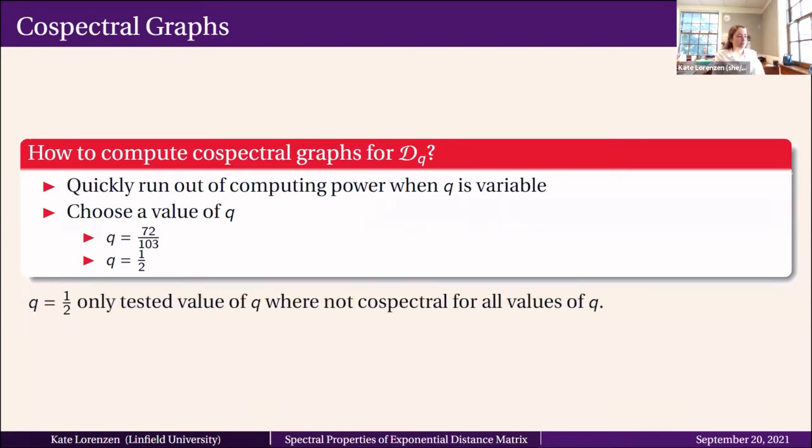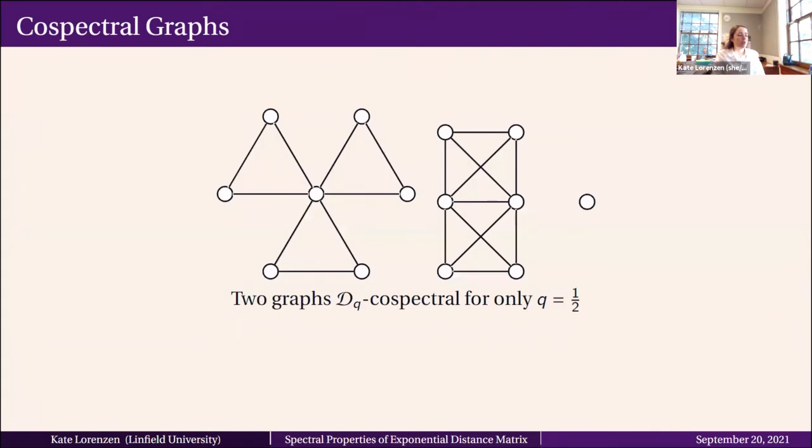And again, this is our only tested value. It's not like we only tried three numbers. We tried a lot of different numbers and this kept popping up. So here's an example of a pair of graphs that are cospectral for only Q equals 1/2. I have my friendship graph over here, and then I have this other graph with an isolated vertex that are only going to be cospectral for Q equals 1/2.